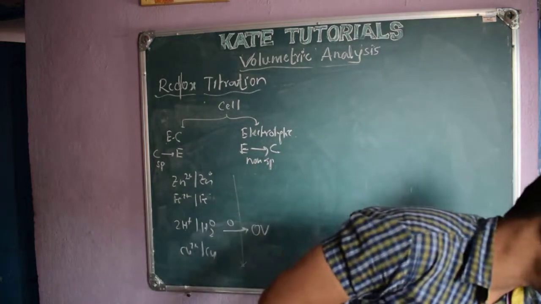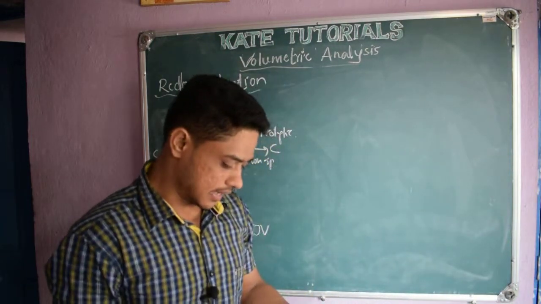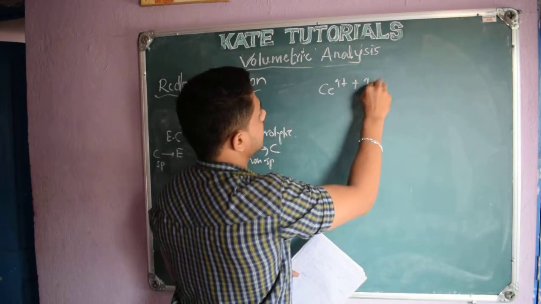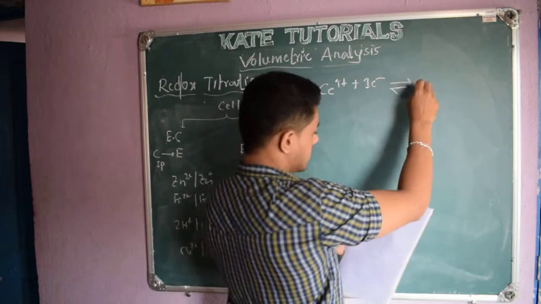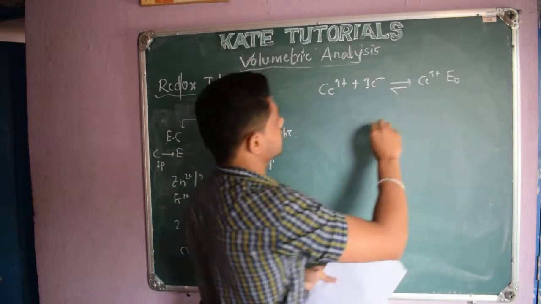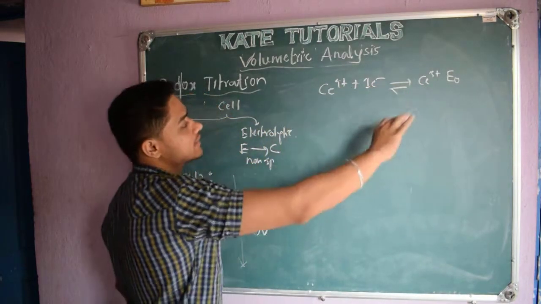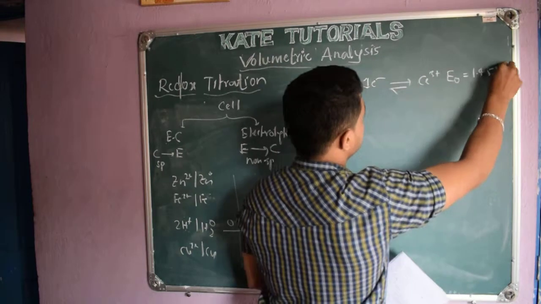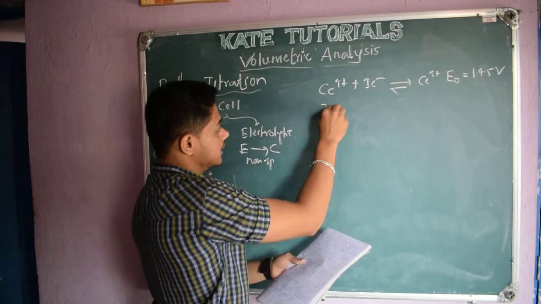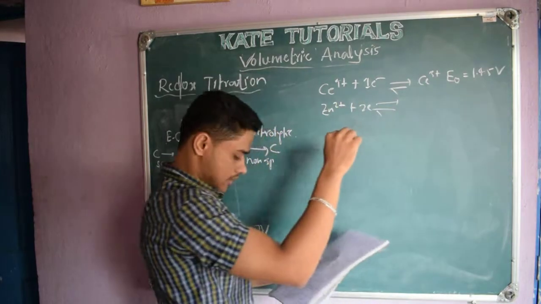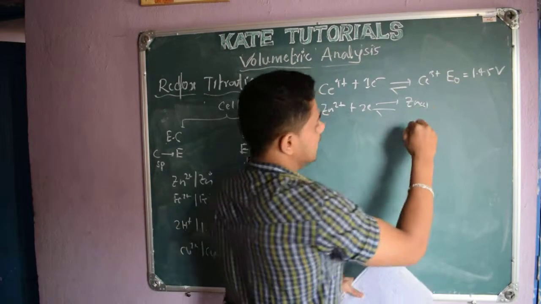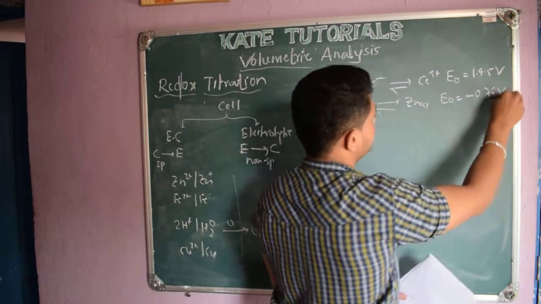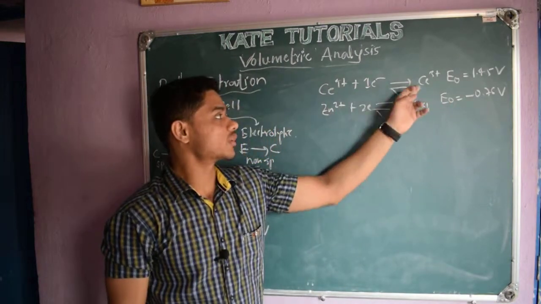See here, I have got one example. They have given Ce4+ plus 1 electron gives Ce3+. The reduction is from +4 to +3, so there is reduction, and the reduction potential they have given is 1.45 volt. For one more compound they have given Zn2+ plus 2 electrons gives solid zinc, and its reduction potential they have given as minus 0.76 volt.